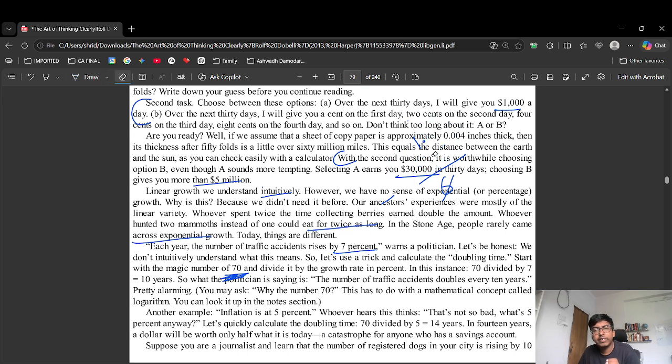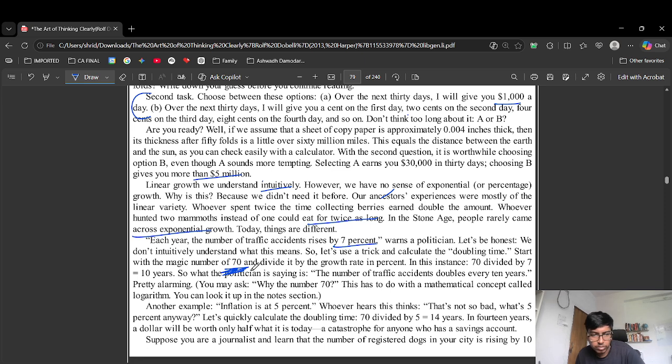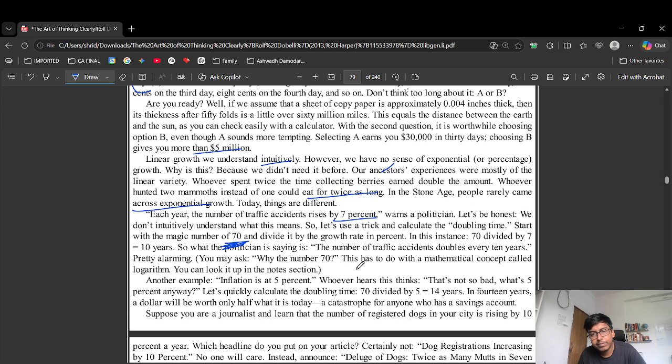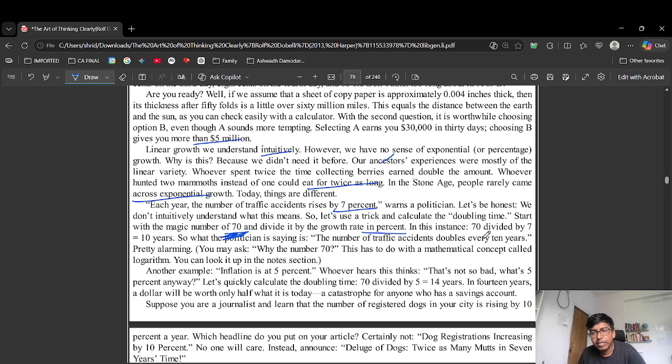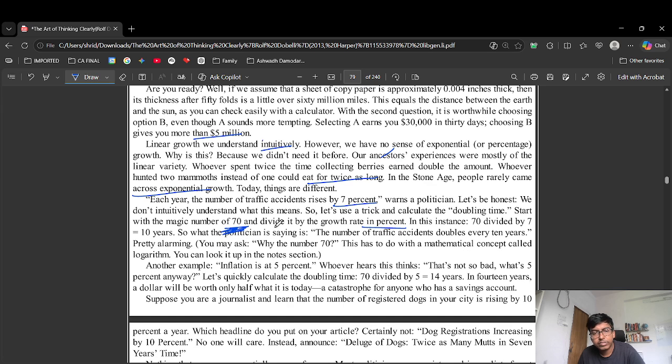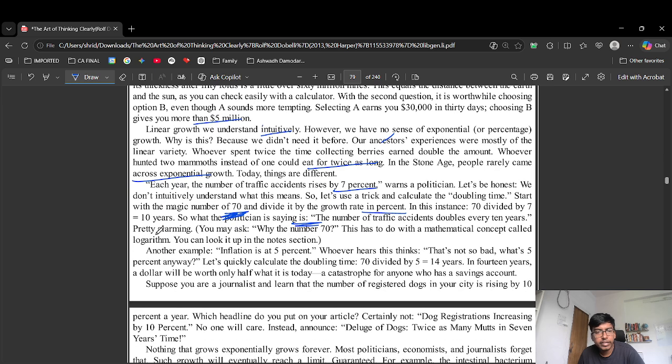So that is how much time it will take to double. The number 70 is very important; you can remember it. The magic number is 70 divided by the growth rate in percent. In this instance, 70 divided by 7 is equal to 10 years. So what the politician is saying is that the number of traffic accidents doubles every 10 years.